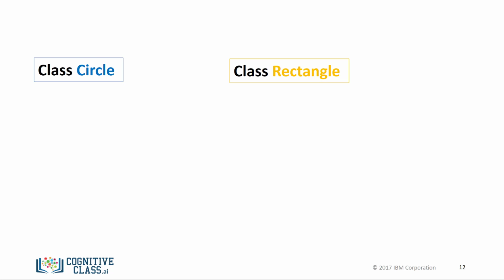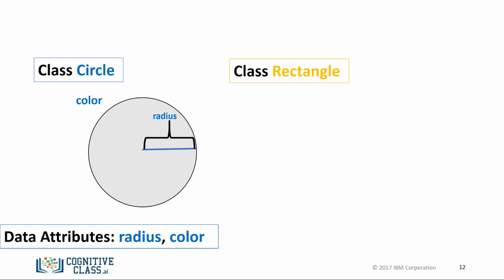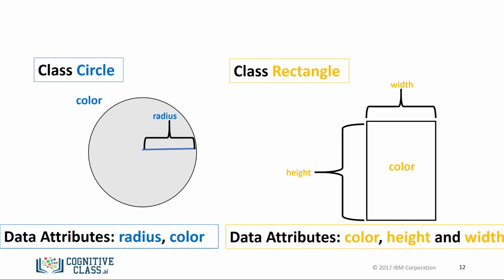Let's create 2 classes. The first class will be a circle. The second will be a rectangle. Let's think about what constitutes a circle. Examining this image, all we need is a radius to define a circle, and let's add color to make it easier to distinguish between different instances of the class later. Therefore, our class data attributes are radius and color. Similarly, examining the image in order to define a rectangle, we need the height and width. We will also add color to distinguish between instances later. Therefore, the data attributes are color, height, and width.